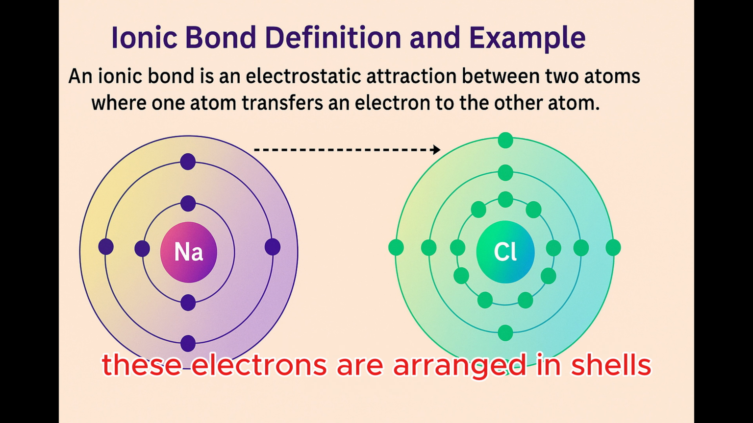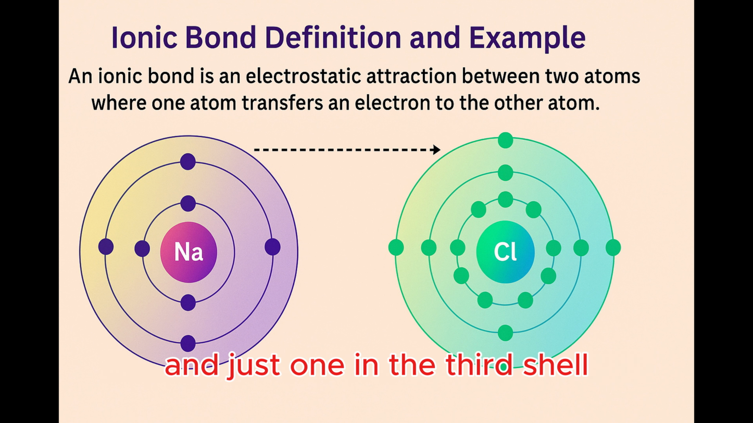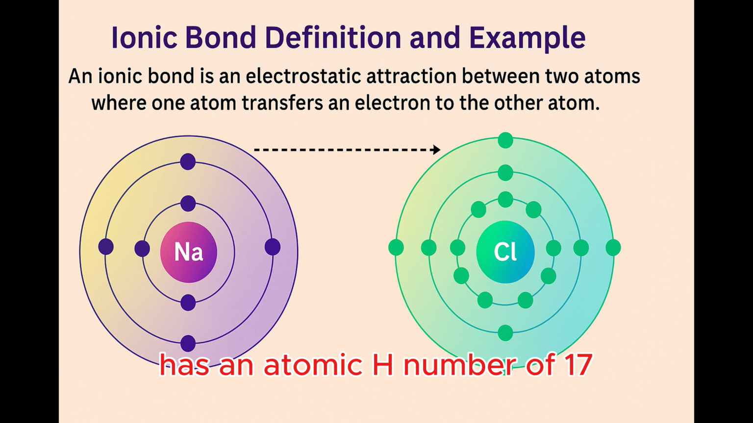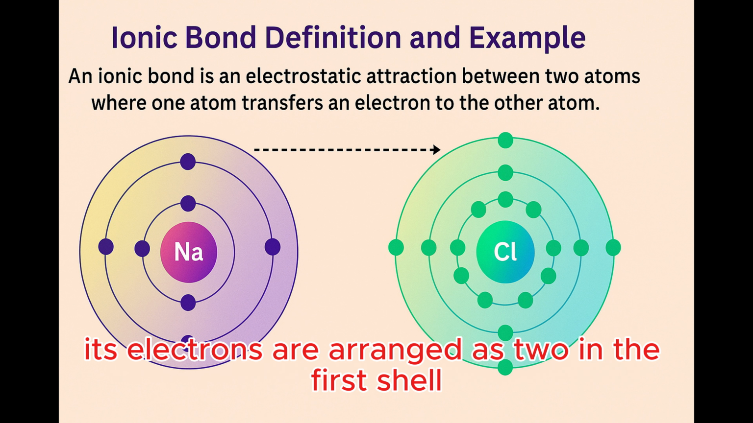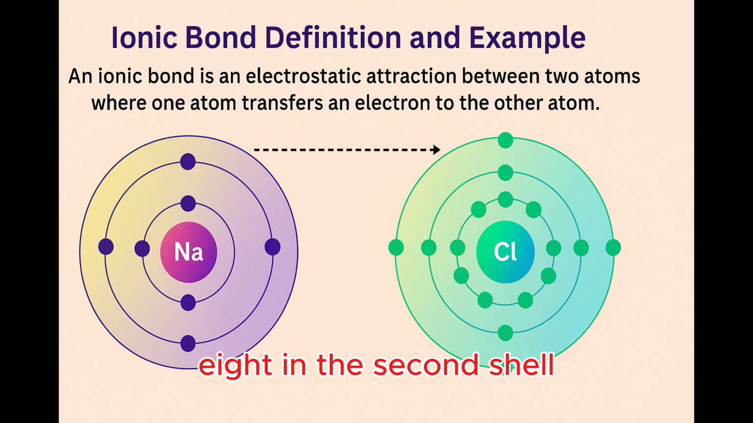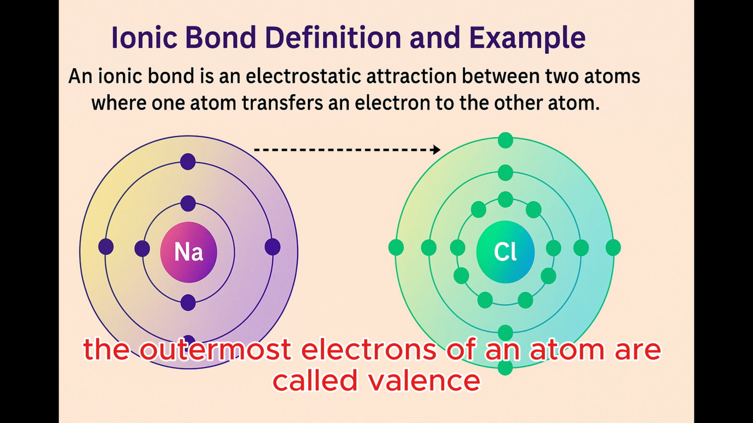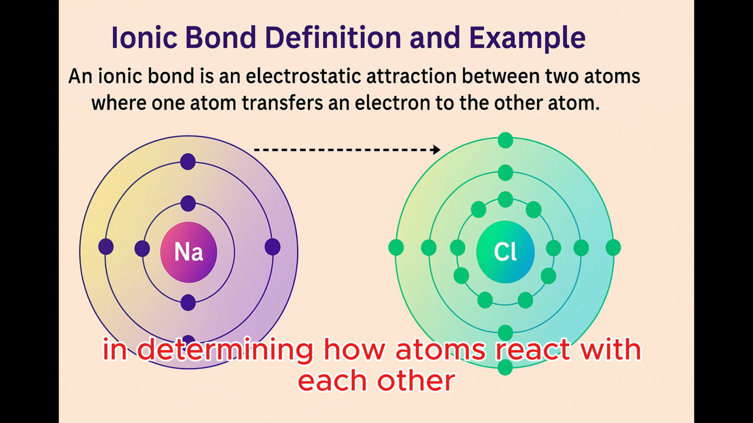These electrons are arranged in shells, 2 in the first shell, 8 in the second, and just 1 in the third shell. Chlorine, on the other hand, has an atomic number of 17, so it has 17 protons and 17 electrons in its neutral form. Its electrons are arranged as 2 in the first shell, 8 in the second shell, and 7 in the outermost third shell. The outermost electrons of an atom are called valence electrons, and they play the key role in determining how atoms react with each other.